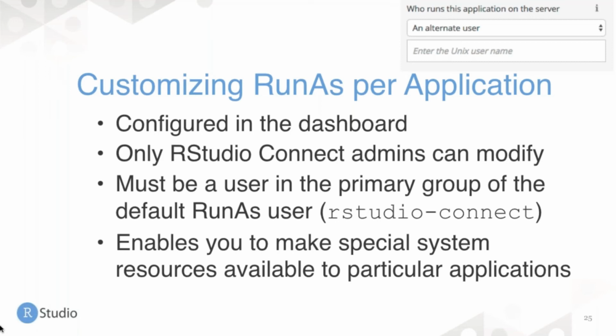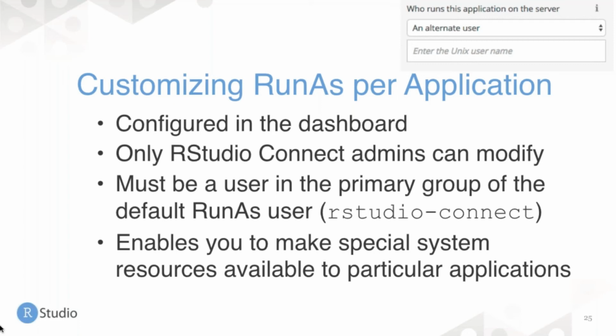And so perhaps globally, you want all your processes to run as the RStudio Connect user, but there may be certain applications that require special access to disk resources. If you're following that pattern of provisioning data on the server, separate from the bundle, perhaps you want to customize and segment off certain data sets and say only certain applications should have access to them.